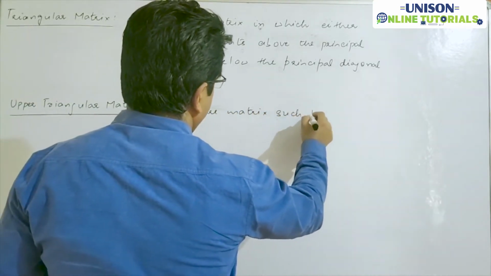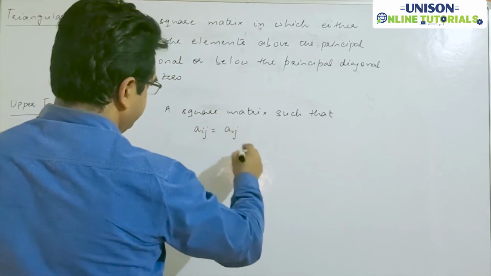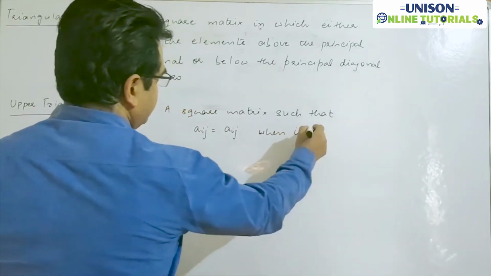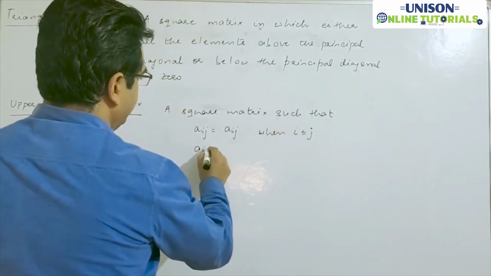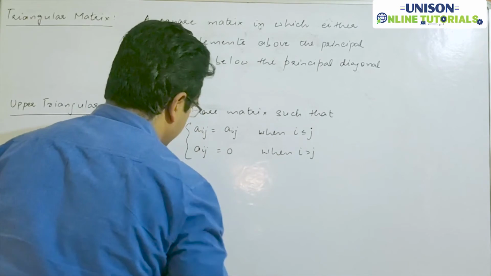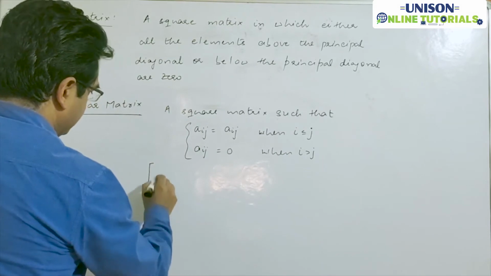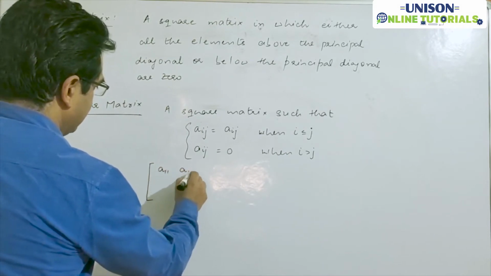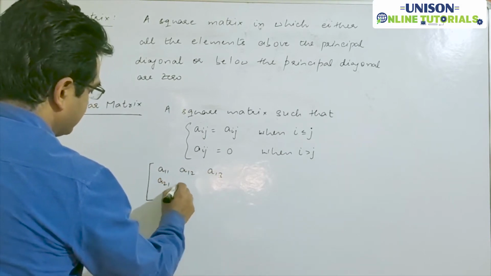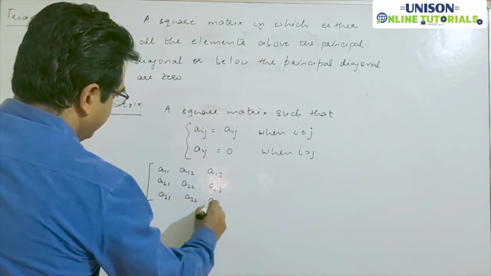such that Aij will be equal to Aij when i is less than or equal to j and Aij will be 0 when i is greater than j. मतलब इस कंडीशन को सेटिस्फाई अगर वो करता है तो अगर मैं एक एग्जांपल लेता हूं, लेट्स A11 जो हम एक जनरल लिखते हैं मैट्रिक्स को, हम एक स्क्वायर मैट्रिक्स जनरल स्क्वायर मैट्रिक्स लिख लेते हैं. So this is a general square matrix.